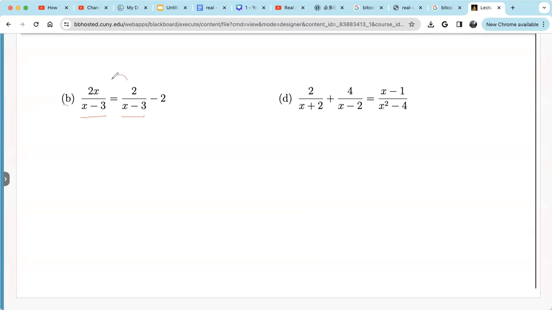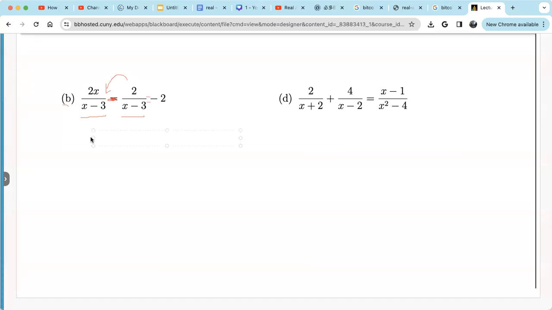So why don't I move them to be on the same side, so that I can combine them? So let's just do that, right? When I move this one to the other side, it becomes negative. So when I move 2 over x minus 3 to the left-hand side, it becomes a negative. So allow me to change this equal sign to be negative. Then that equals -2, right? Because I'm not moving -2.